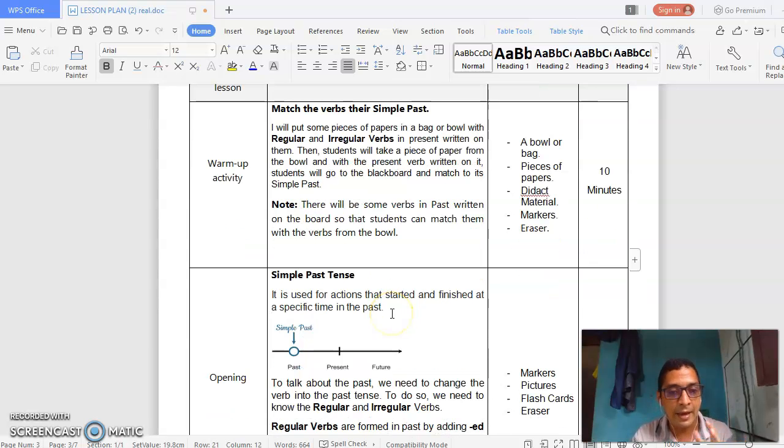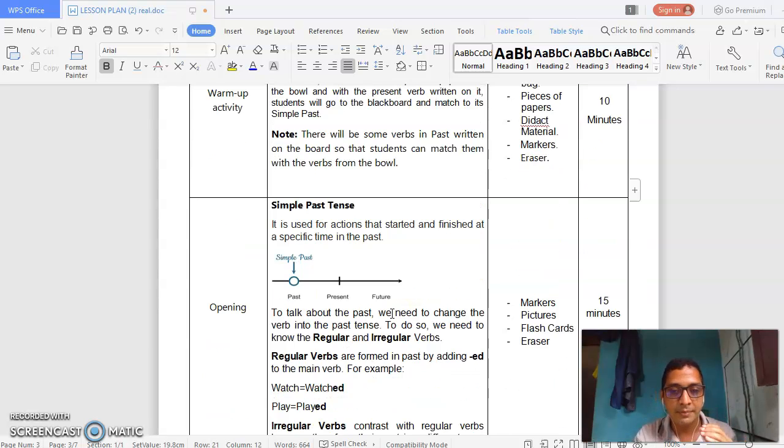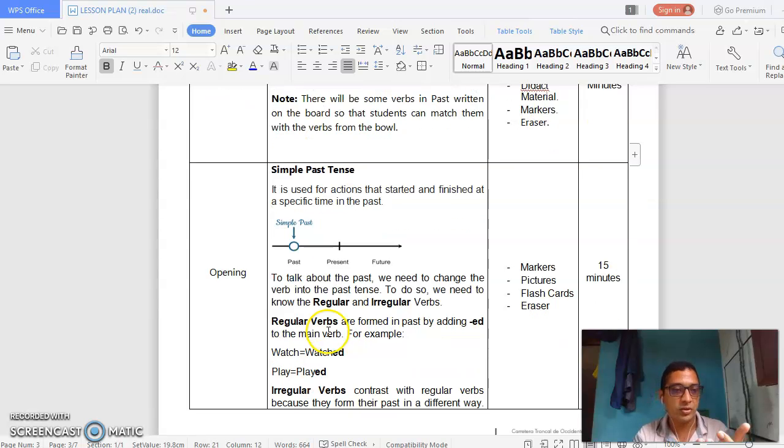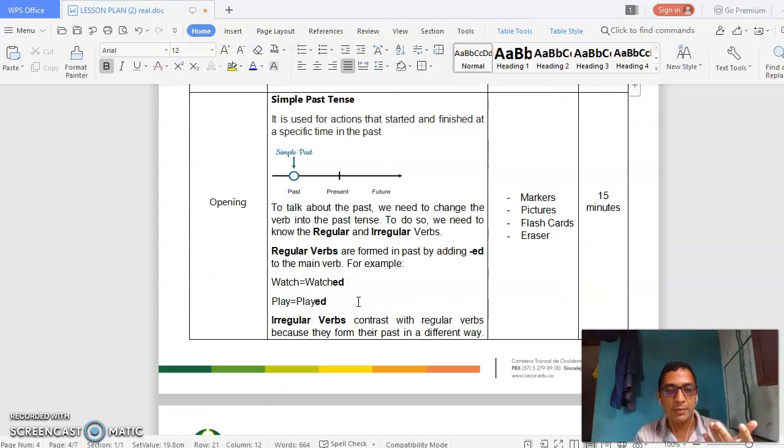So now, guys, I'm going to talk about the opening, which I used to introduce the topic. Simple past. It is a short explanation about what a simple past is, its use, and when and why we use the simple past. Here we have some vocabulary.